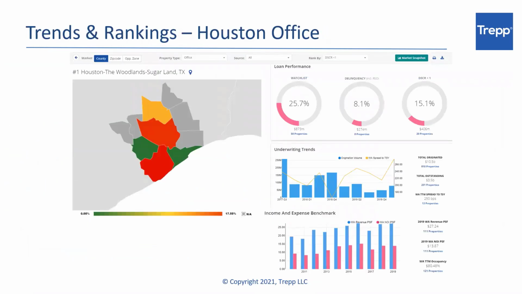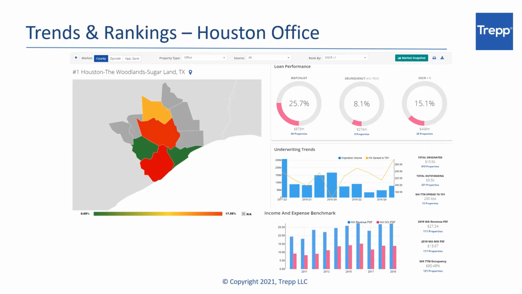This is a representation of some of the infographics that I talked about a little bit earlier. In this example, we're looking at the Houston office market. What this does is it actually creates a heat map by MSA and then allows you to drill down into the individual counties within the MSA. But at a high level, at the MSA level, it's going to give you some loan performance metrics. So we have a pre-built dashboard that will subdivide or delineate the data into three categories: watch list, delinquency, and debt service coverage ratio less than 1.